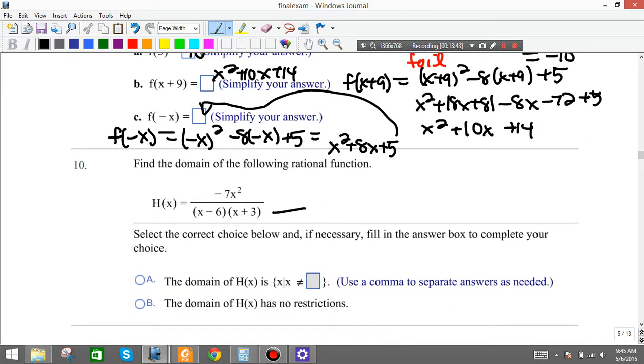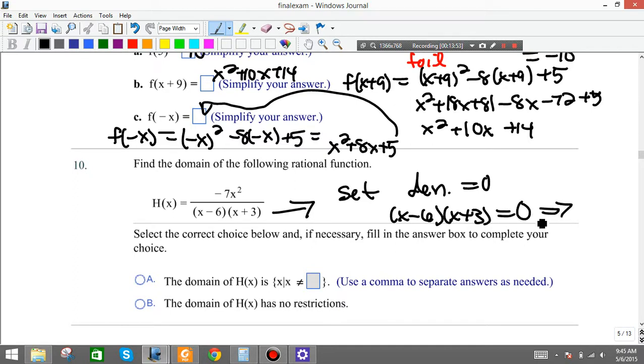For the domain, set the denominator equal to 0. Solve. So x minus 6 times x plus 3 is equal to 0. This means that x minus 6 is equal to 0, or x plus 3 is equal to 0, in which case x is 6, or x is equal to negative 3. The answer, negative 3 comma 6. Separate with a comma.